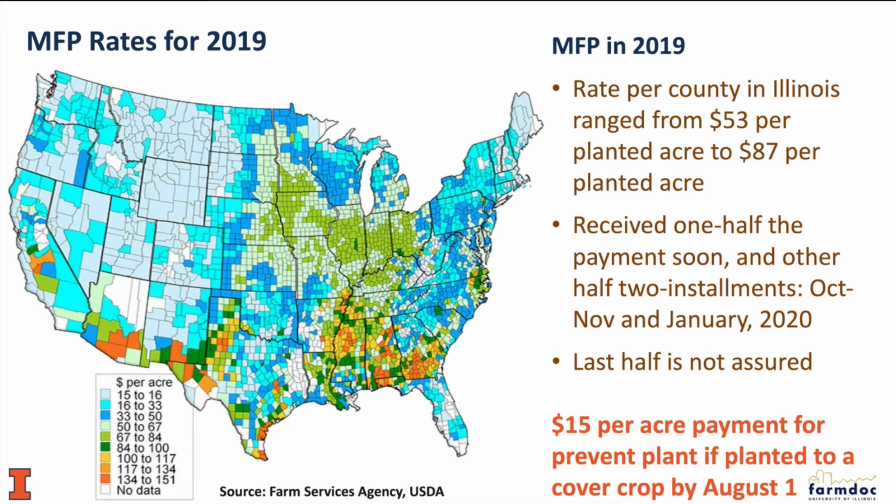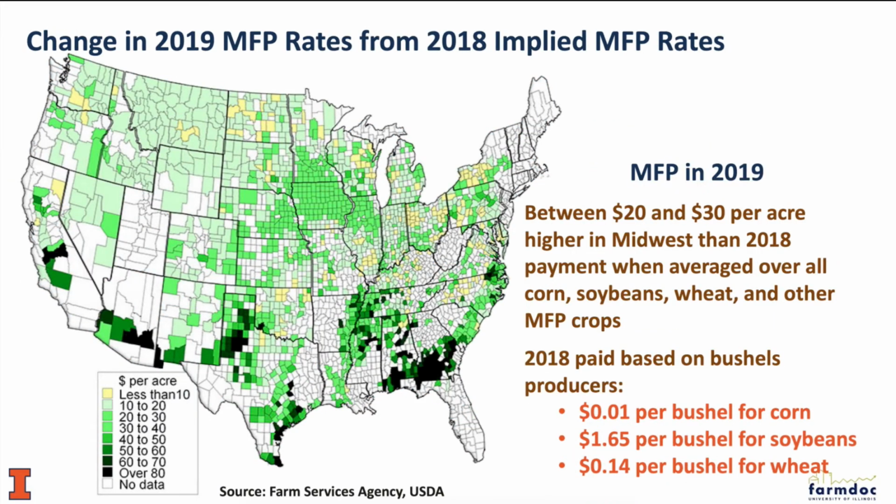Again, if you compare those payments to what we received last year, in general, if you average what you received last year over what you are going to receive this year, it's going to be about $20 to $30 higher in the Midwest compared to last year. So that $87 in Piatt County is likely to be $20 to $30 higher when we average that large soybean payment over last year. So this map just shows you that that's pretty consistent throughout the Midwest.